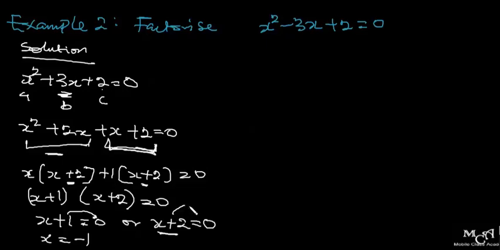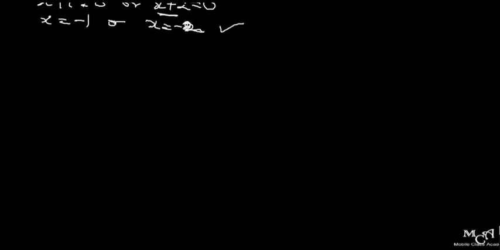Therefore, we are going to transfer this 2 to the other side. If we do that, we are going to have x equals minus 2. Therefore, x equals minus 1 or x equals minus 2. So that is the solution to this equation we have up here. This equation looks simple. Let's look for something a bit taxing.